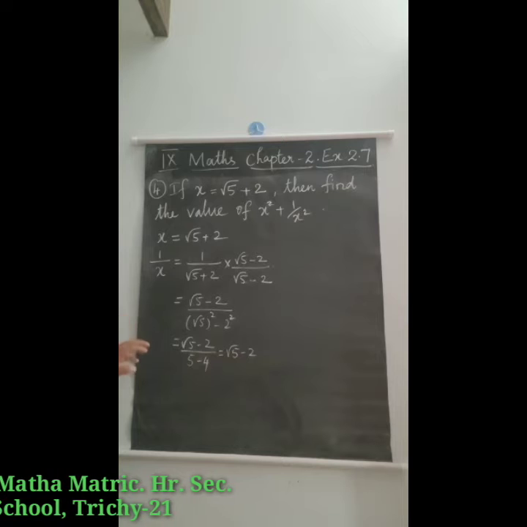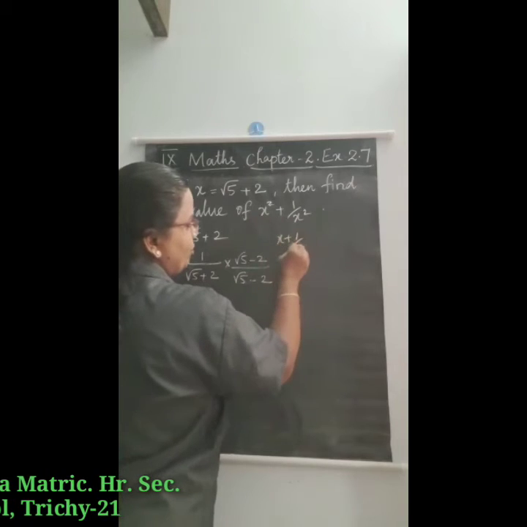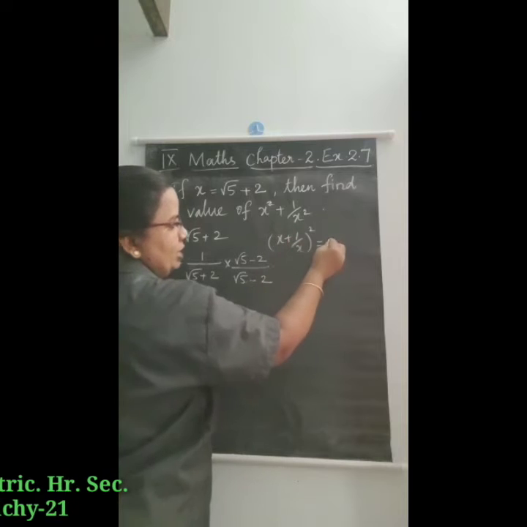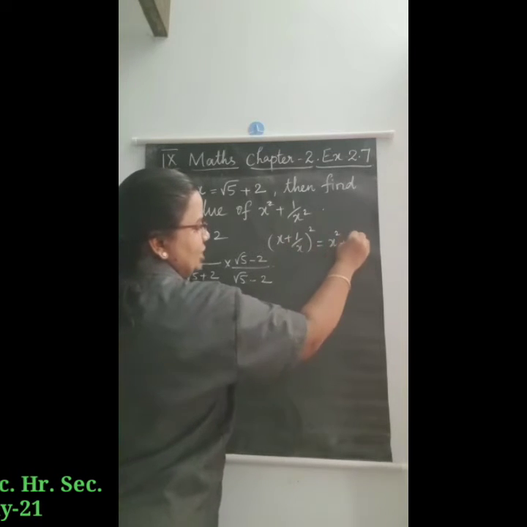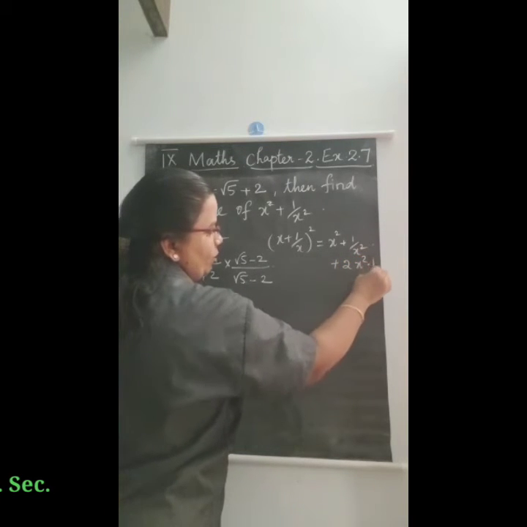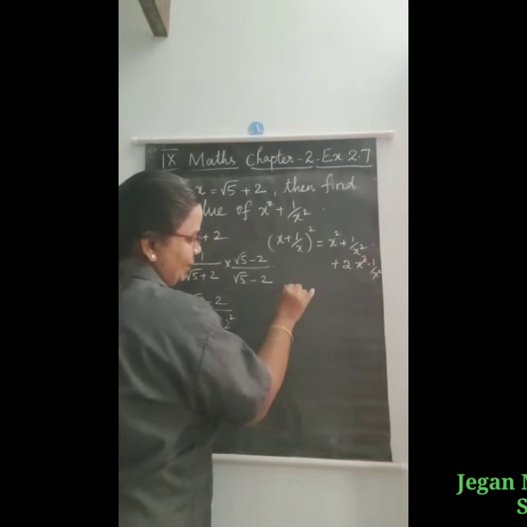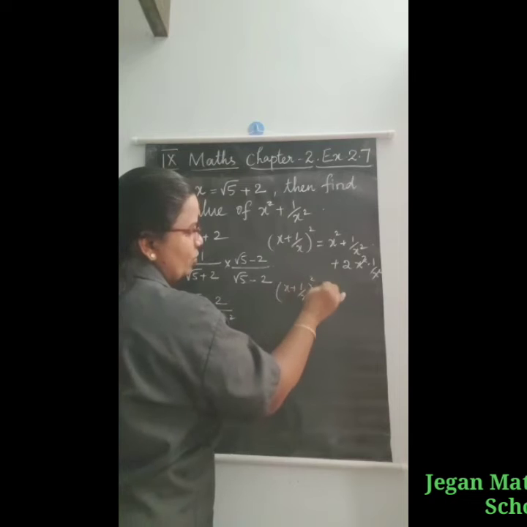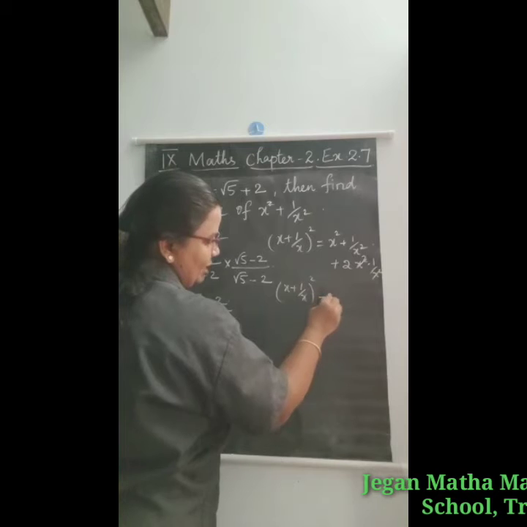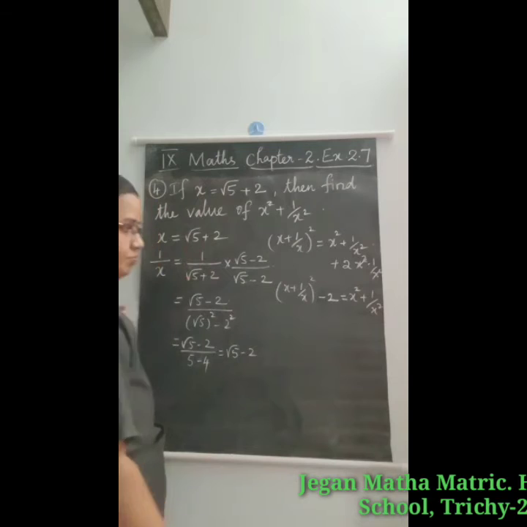And what is the next step we have to do? What is the formula of x square? x plus 1 by x the whole square is equal to a plus b the whole square, so a square plus b square plus 2ab into 1 by x square. So, this one and this one cancel. So, x plus 1 by x the whole square is equal to x squared plus 1 by x squared plus 2. So, you have to take minus 2: (x plus 1 by x) whole square minus 2 is equal to x squared plus 1 by x squared.